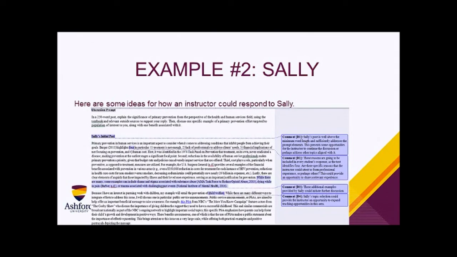Comment 3 involves the possibility of the instructor initiating further discussion on some of the other examples that Sally provides. And comment 4, Sally's topic selection could provide the instructor an opportunity to expand teaching opportunities in that area.